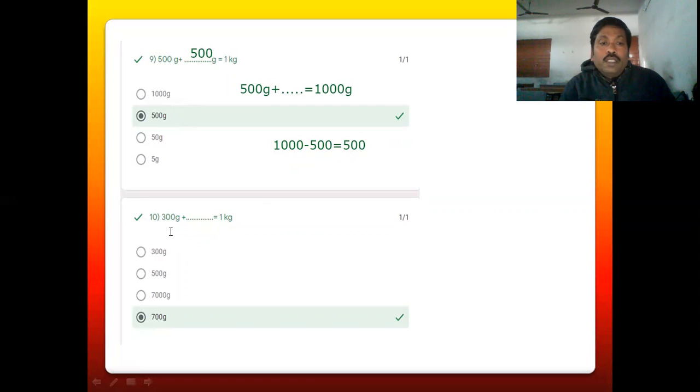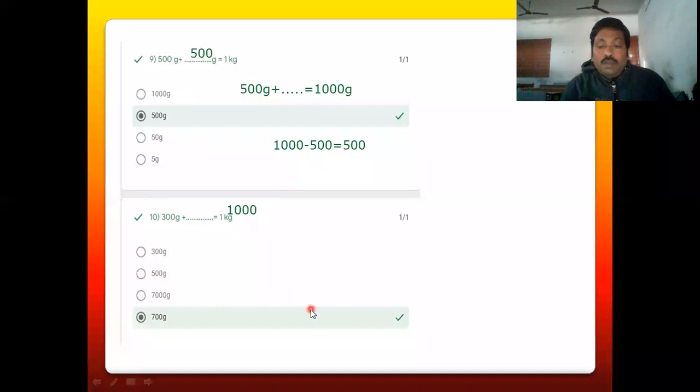In the same way, we can solve this question. 300 gram plus blank is equal to 1 kg, and 1 kg is equal to 1000 gram. To fill this blank space, we will subtract 300 gram from 1000. So our answer will be 700 gram.